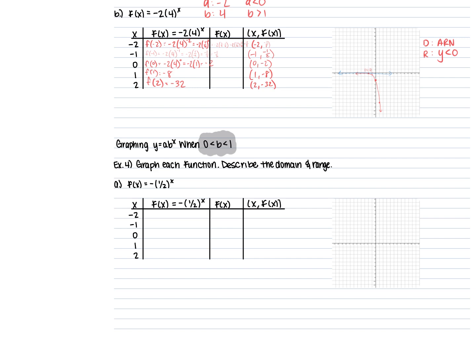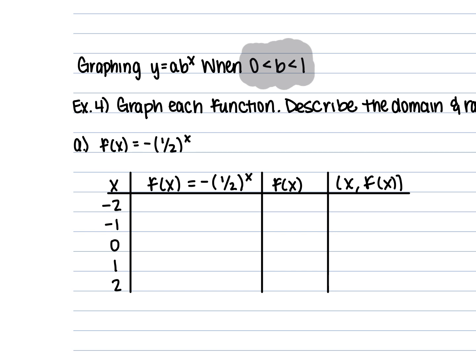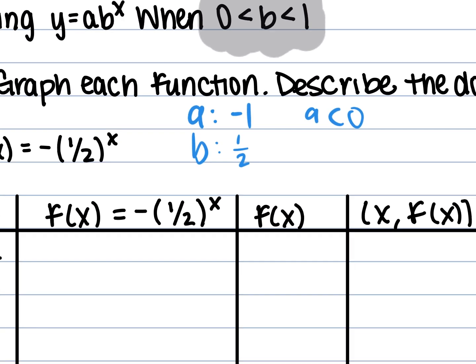All right, let's check it out. So we still have to identify our A and our B, and then we're going to graph it. So what's my A value here? It's negative 1. Is that bigger than or less than 0? And then my B value is what? It's 1 over 2. Now, remember, b values, we don't care whether they're positive and negative. They'll almost always be positive. We care whether it's bigger or smaller than 1.